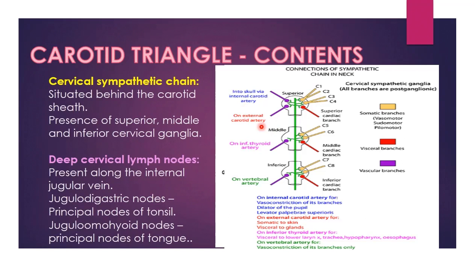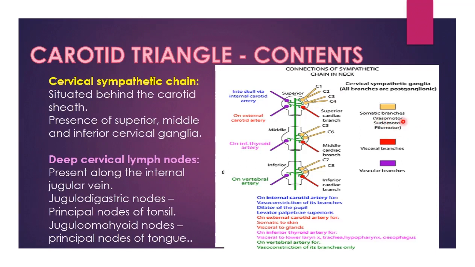What are the structures which are present? Sympathetics mainly to the parotid gland and to the submandibular gland pass through the blood vessels, branches of the external carotid artery. Then apart from that, it also gives postganglionic fibers to C1, C2, C3, C4 through this. They are mainly vasomotor, pseudomotor and pilomotor.